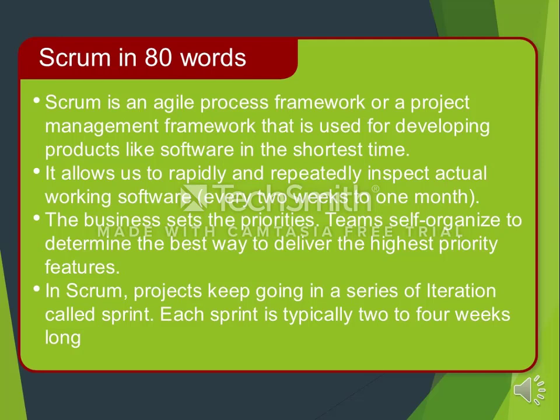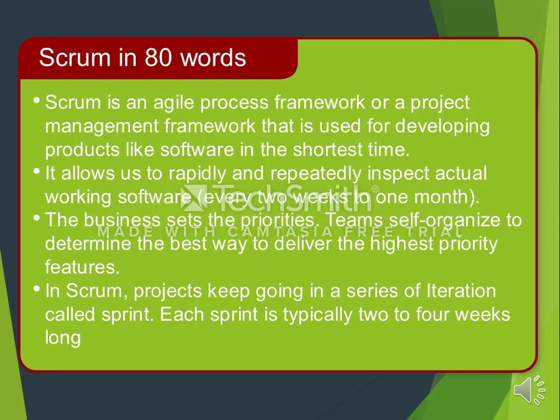It allows us to rapidly and repeatedly inspect actual working software, every 2 weeks to 1 month. Scrum and the product development work together to create better results faster. In the Scrum framework, the business sets the priorities. Teams self-organize to determine the best way to deliver the highest priority features. In Scrum, projects keep going in a series of iterations called sprints. Each sprint is typically 2 to 4 weeks long.